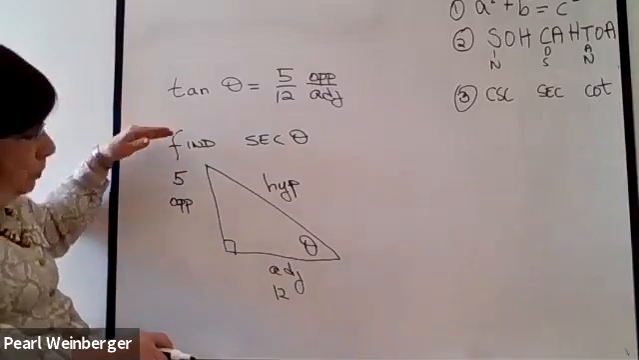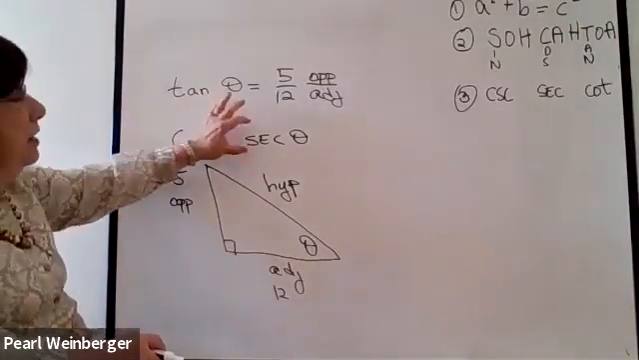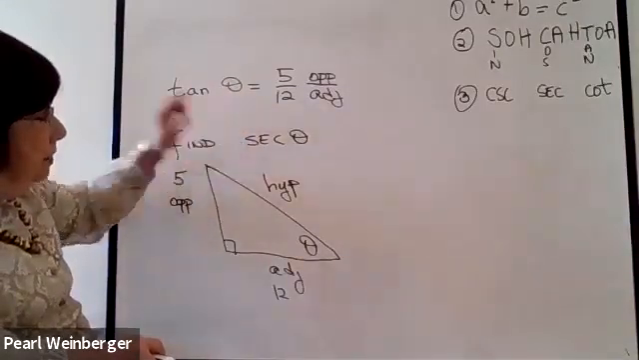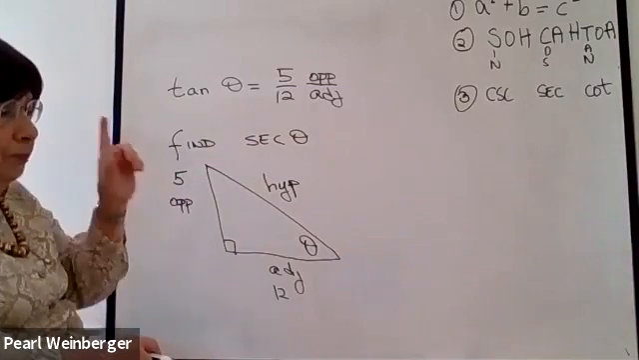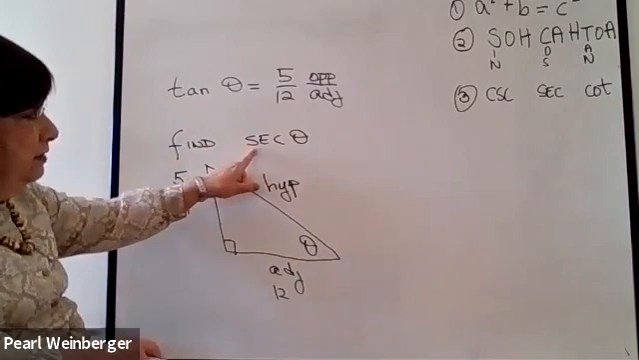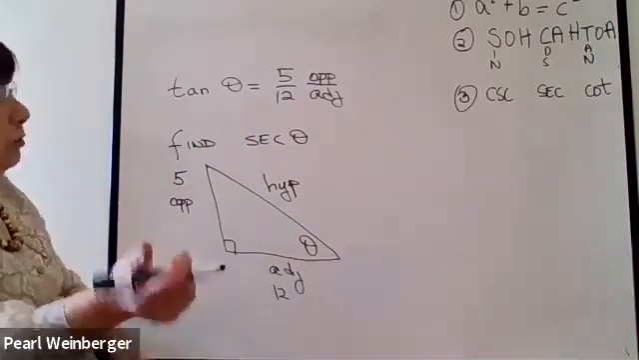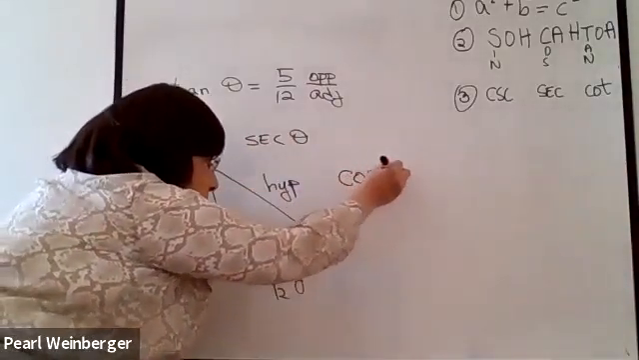So now let's go back. Now that we know what our triangle is going to look like, let's see what they asked me to find. They asked me to find the secant of theta. Now remember, secant is one of the secondary ones. And since secant starts with S, its partner starts with a C, which is cosine. So I'm going to first find the cosine of theta.